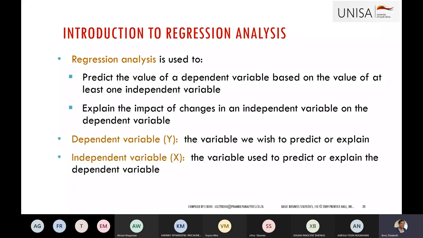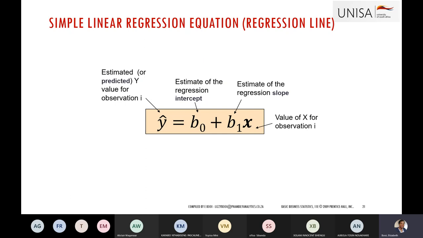And in terms of your least square regression line, we define our dependent variable as your y variable, which is the outcome variable, which is the variable that we want to predict. And the independent variable is our input variable, which is the variable that we're going to use to predict or explain the dependent variable. And we've learned that this is the regression line, which is your y hat, your estimated value, equals b0, which is your intercept, plus b1, which is your slope, times your x observation. So y hat equals b0 plus b1x.